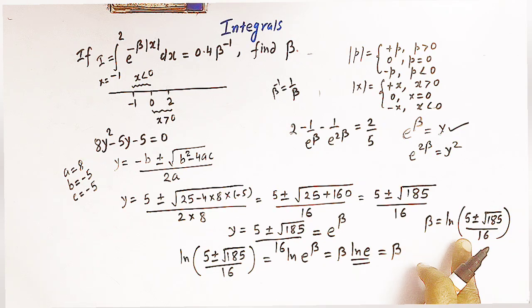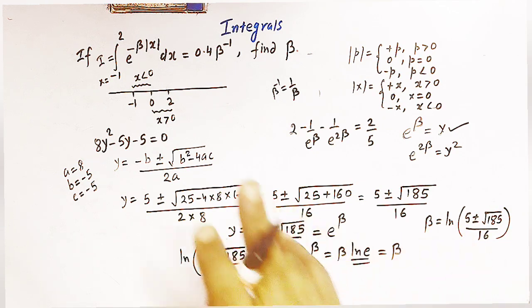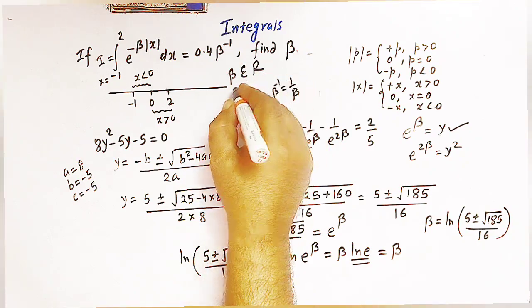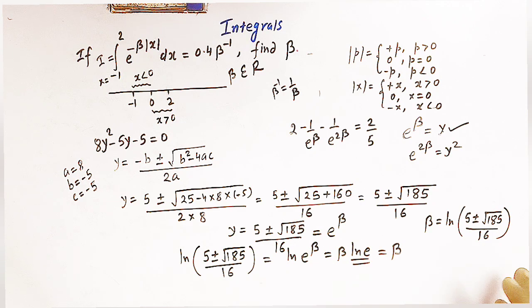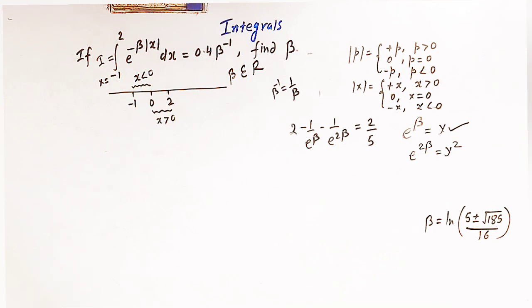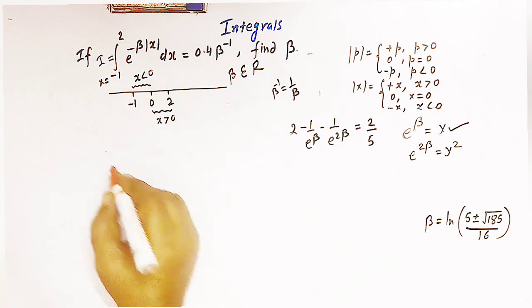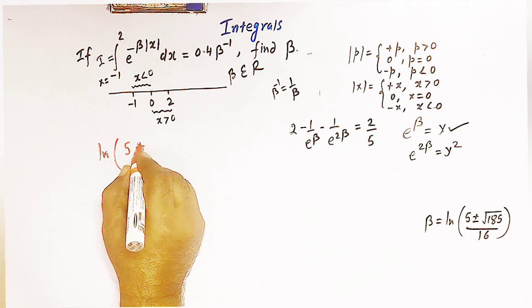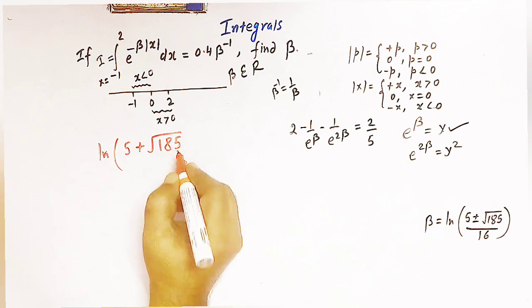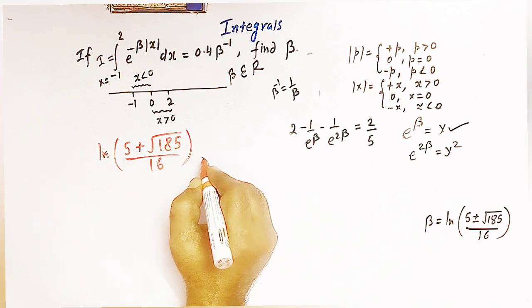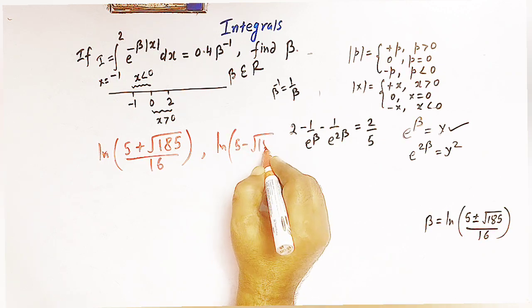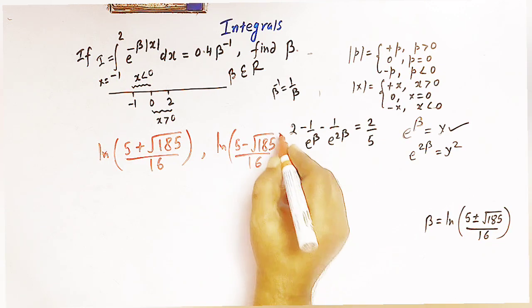So from here we have two values of beta, but here the condition is that beta must belong to the set of real numbers, right? So let us first analyze this expression. So now from here we have two values of beta. The first one is natural log of 5 plus square root of 185 over 16, and the other one is log of 5 minus square root of 185 over 16, right?